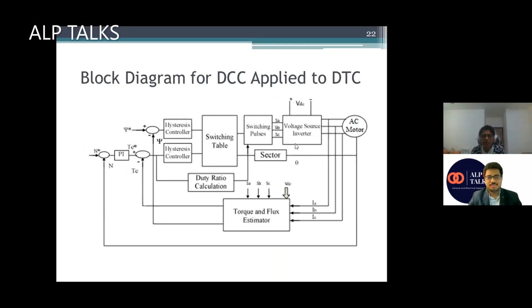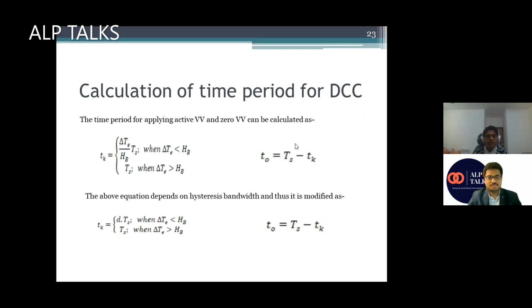So this is the block diagram of DCC applied to DTC. This is similar to the case with conventional DTC. The only extra block we are using is the duty ratio calculation. Along with the flux hysteresis controller, torque hysteresis controller, and the sector calculation, we are using one more block, which is duty ratio calculation, so that we can know which vector should be applied at what time. So this is how I calculated my time periods.